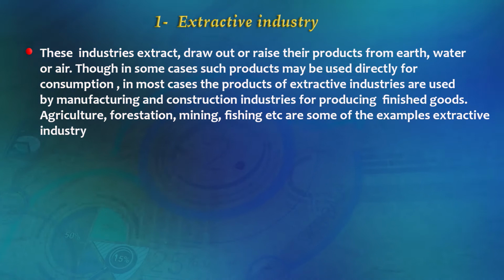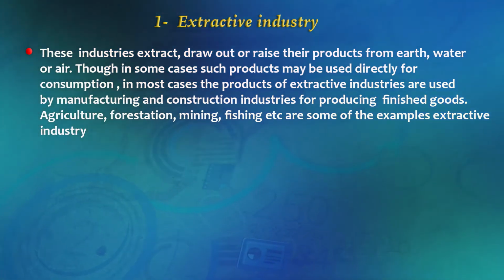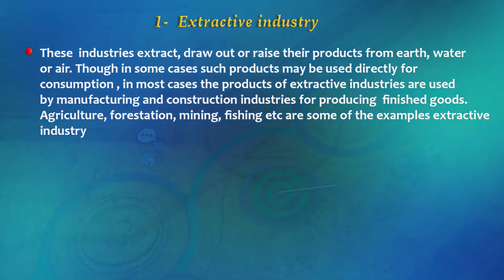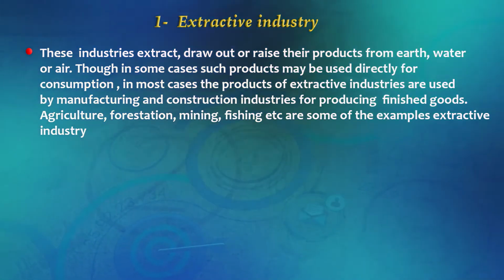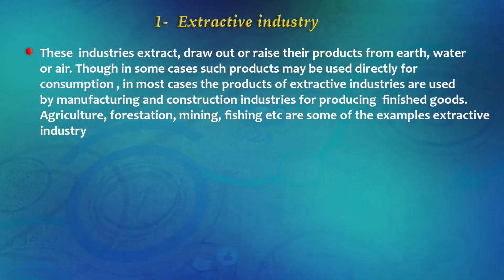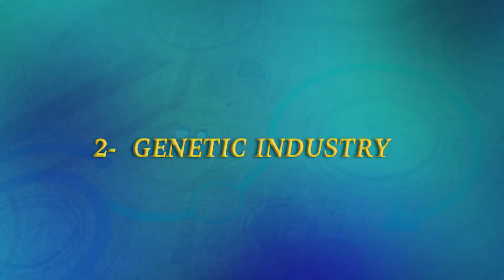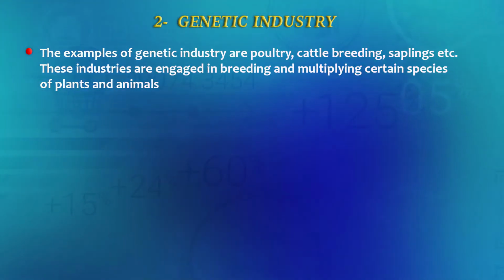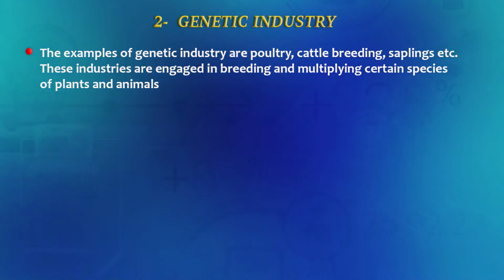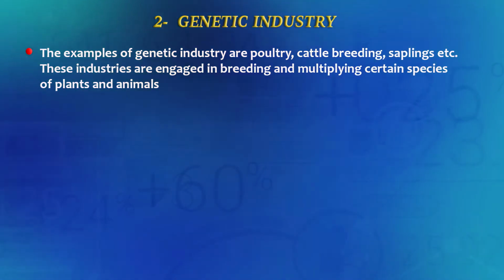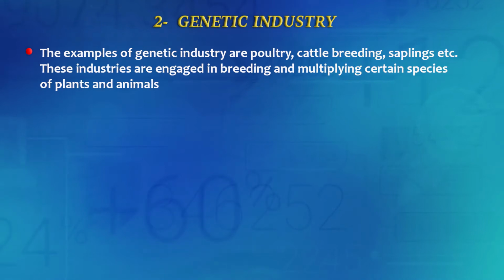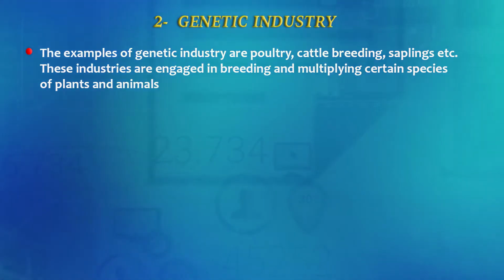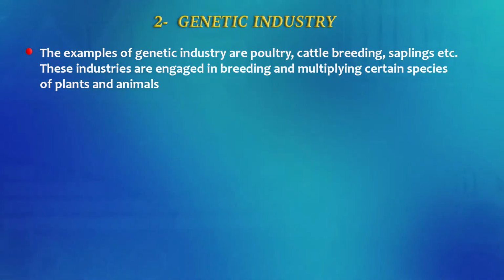For example, agriculture, forestation, mining, fishing, etc. are some of the examples of extractive industries. Then genetic industry. The examples of genetic industry are poultry, cattle breeding, sapling, etc. These industries are engaged in breeding and multiplying certain species of plants and animals.